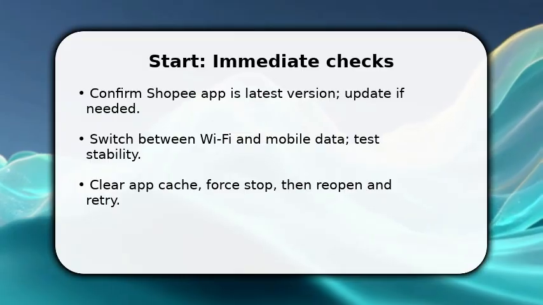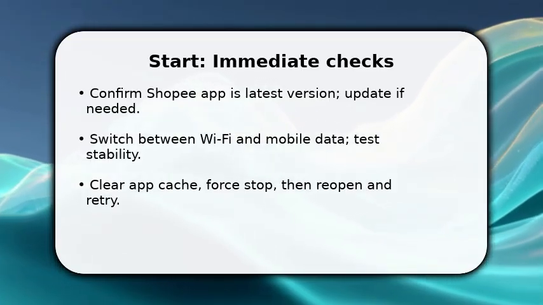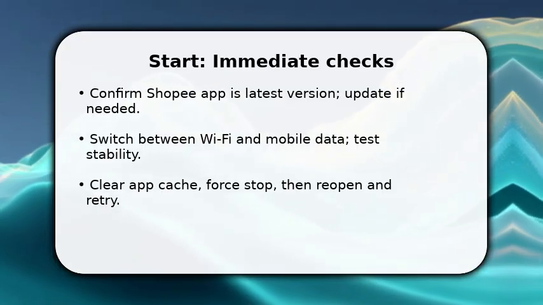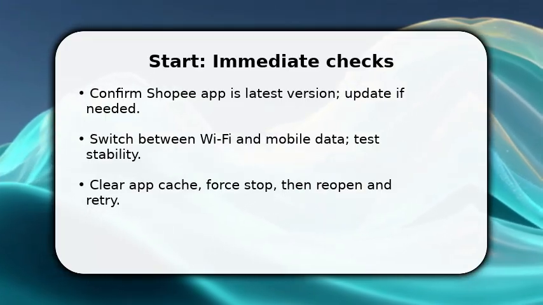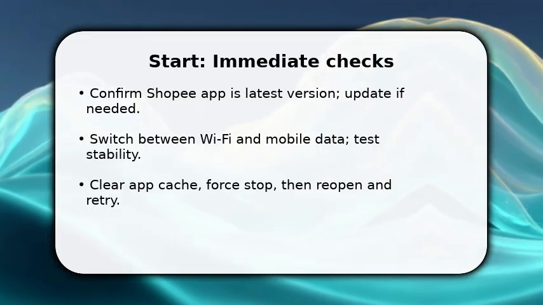You start by doing the fastest, highest impact checks. First, make sure the Shopee app is updated. Outdated builds often trigger M02. Once updated, switch from Wi-Fi to mobile data or vice versa to rule out network routing. Unstable networks cause token errors.